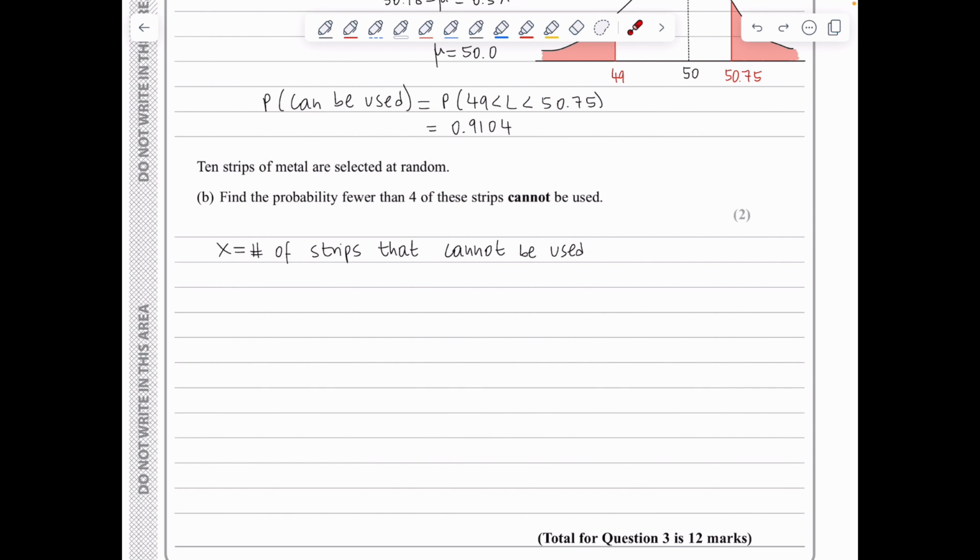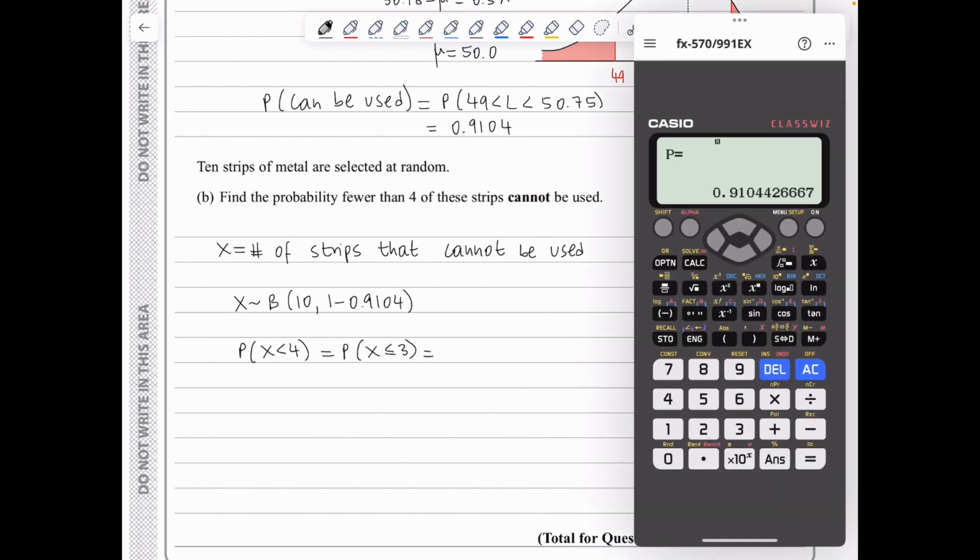Now, as I check each of these strips, it will either be possible to be used or not. So this is a binomial random variable. I've got 10 such strips to be tested. So n is 10, so this is binomial 10. And the probability of success, the probability that it cannot be used, is 1 minus 0.9104. And I want to find the probability of x less than 4, which is the probability of x less than or equal to 3.